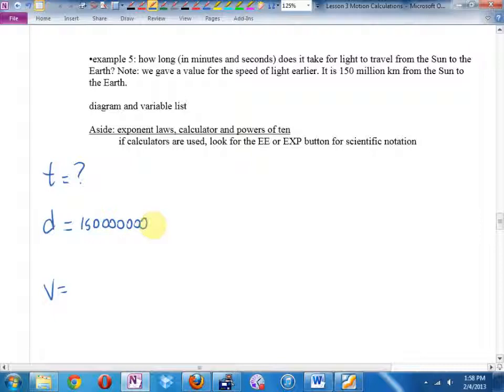Did they give you a speed in this question? No, you know why? Because in the last lesson, in that chart of speeds, I gave you the speed. I'm going to give you the speed here. Speed of light is 3, 1, 2, 3, 4, 5 kilometers per second. 3 with 5 zeros, kilometers per second.